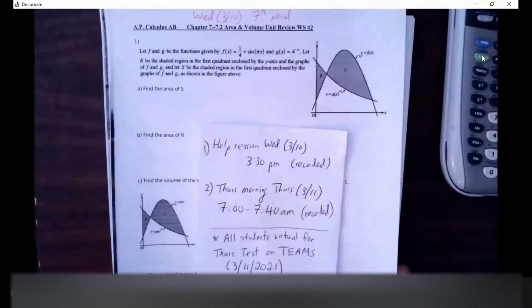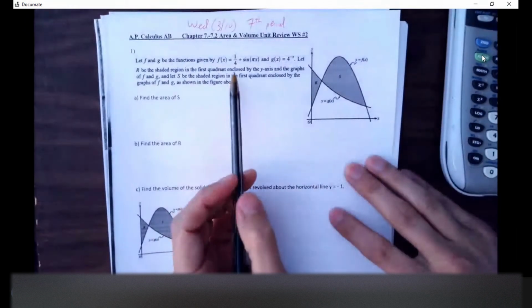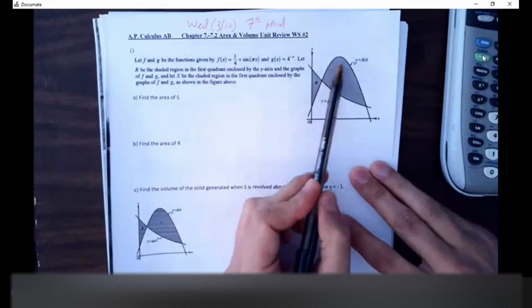Okay. Any questions before we begin our worksheet? All right, so let's begin. Number 1. We have f and g are functions given by f of x equals 1/4 plus sine pi x. That's this curve here.